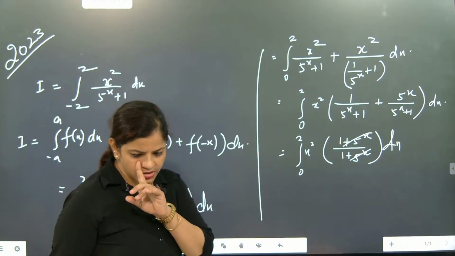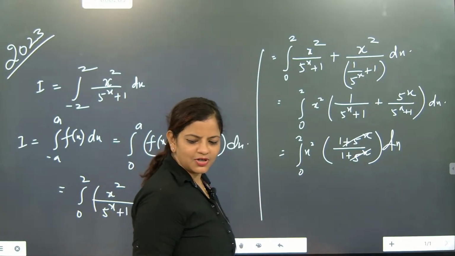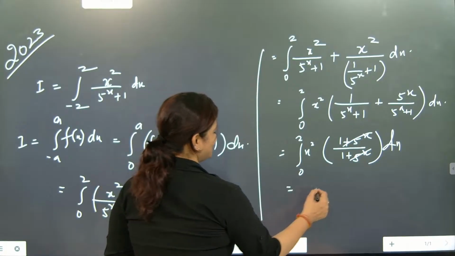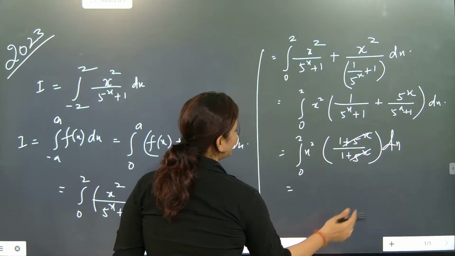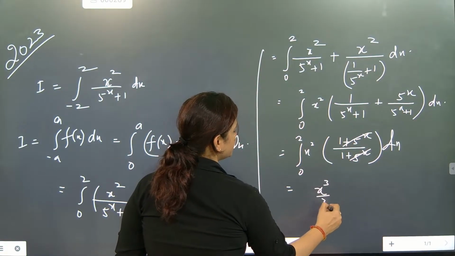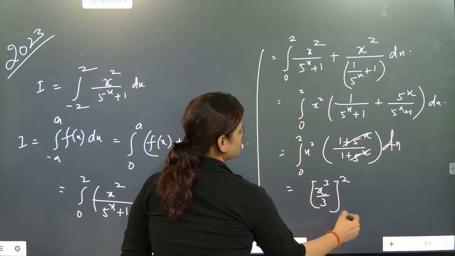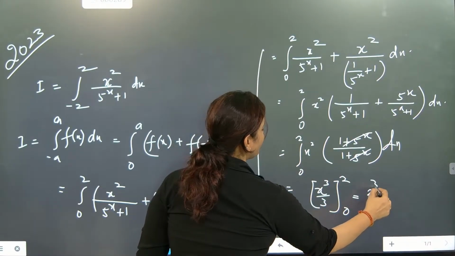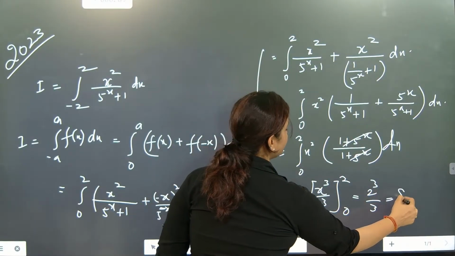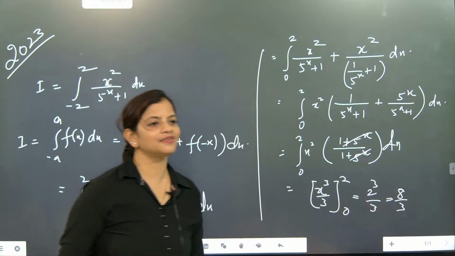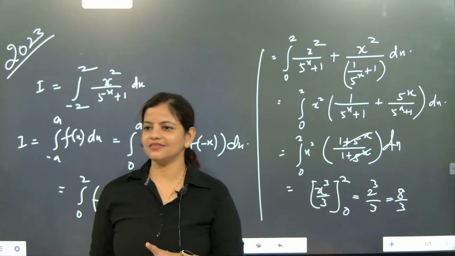So when you are integrating x square, it will become x cube by 3, from 2 to 0. So now it will become 2 to the power 3 by 3. It is coming 8 by 3. Anybody got this answer? Anyone got this answer?